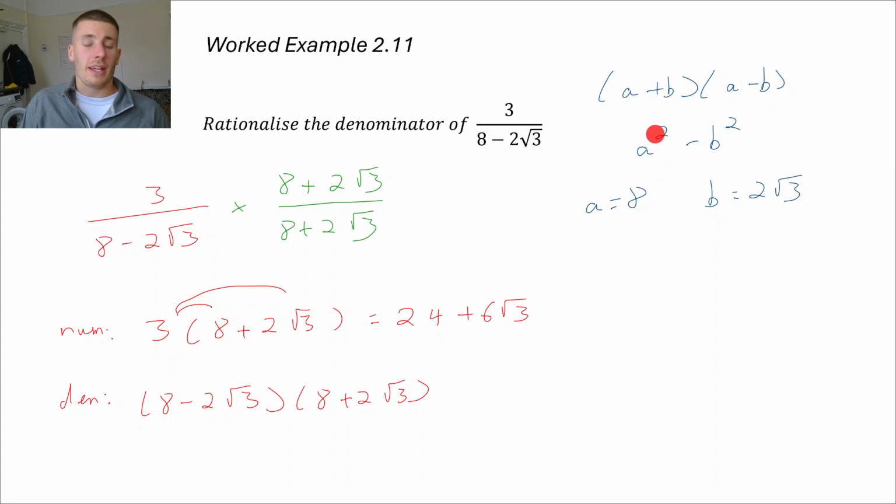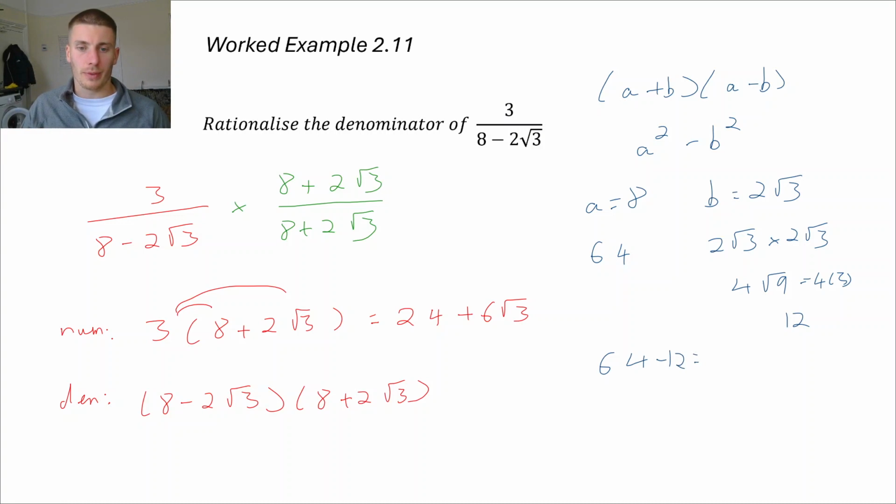So what's a squared going to be? Well, a squared is going to be 8 times 8, which is 64. What's b squared going to be? Well, 2 root 3 times by 2 root 3. 2 times 2 is 4. Root 3 times by root 3 is root 9, so that's equal to 4 times root 9, and root 9 is 3. 4 times 3 is equal to 12. So it's going to go to a squared, which is 64, take away b squared, which is 12. So it's going to be 64 take away 12, which of course is equal to 52. So 52 on the bottom.